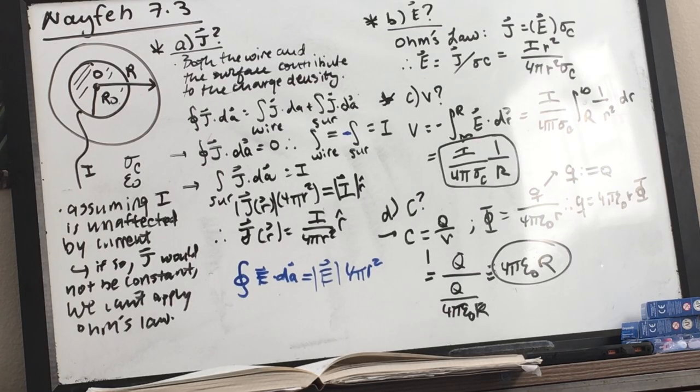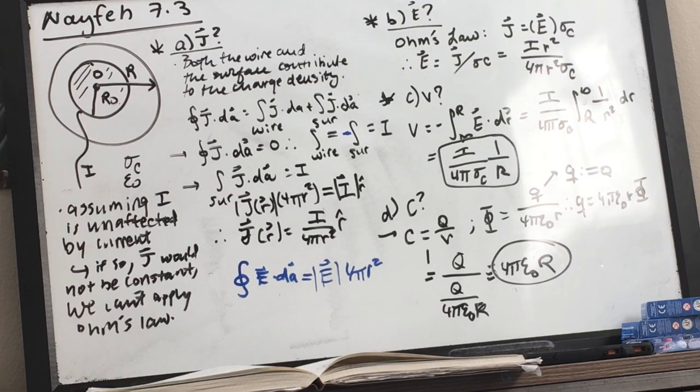Yeah, once we do that, we can just solve the left-hand side for J, and when we do that, we get that our current density is equal to the magnitude of the current divided by 4 pi r squared, in the r hat direction, obviously, because current density is a vector.